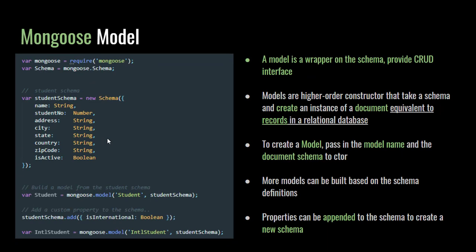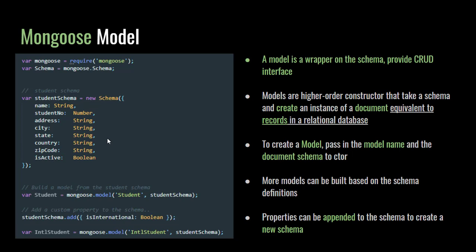So when we create the model, what's really great about the model is that it's very flexible. Again, we'll note that it's a wrapper around the schema to provide CRUD interfaces. Just know it's a very high order constructor that you give it the schema, you create an instance of it, and it creates that document that's equivalent to records in the relational database. But when you create the model, you give the model name and the document schema.